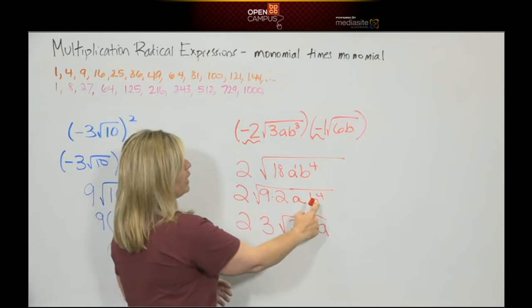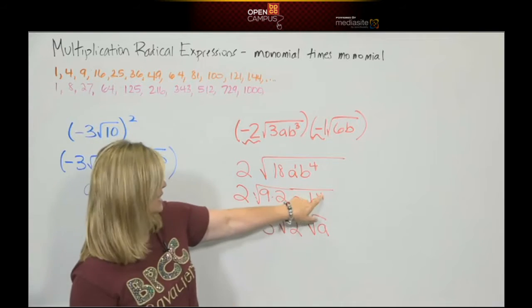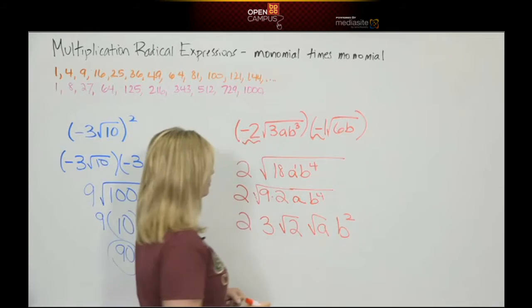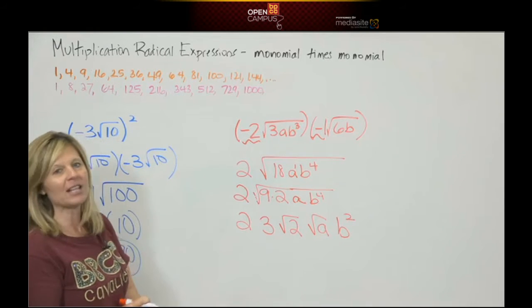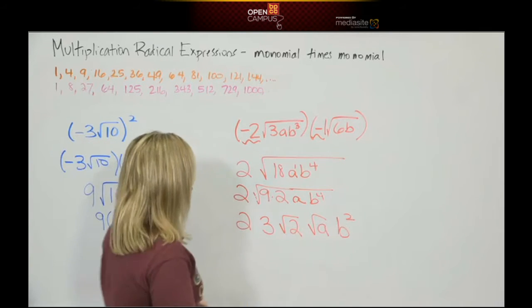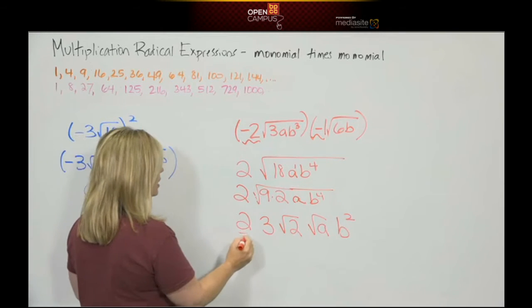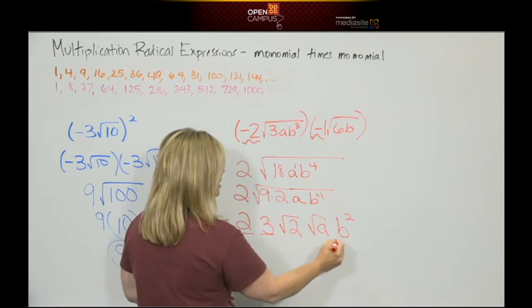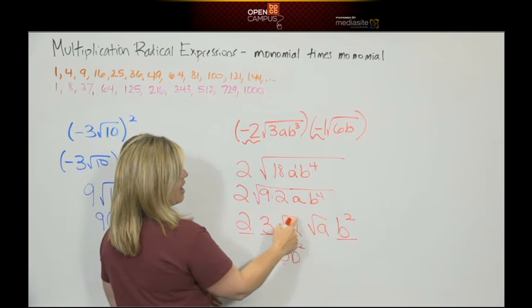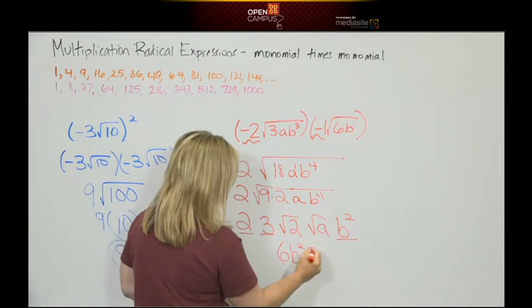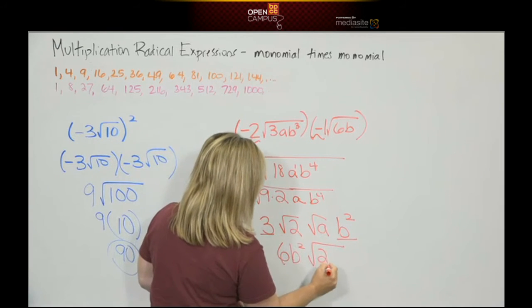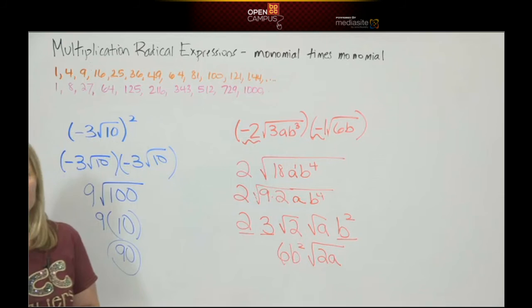Can we square root b to the 4th? Yes. That's an even exponent. The square root of b to the 4th is b squared. Now, that's what you want to put as your answer. Remember, we're connected always by multiplication. So let's multiply all the terms on the outside. 2 times 3 is 6. 6 times b squared is 6b squared. And then instead of having 2 square root symbols, we'll just multiply the radicands together. 2 times a is the square root of 2a. And there is your product.